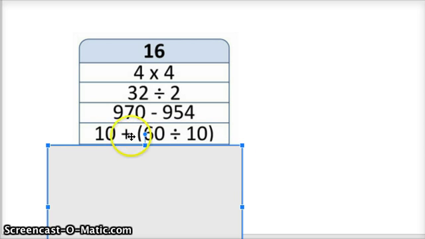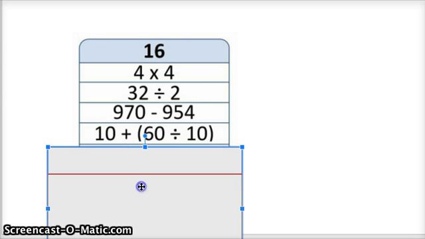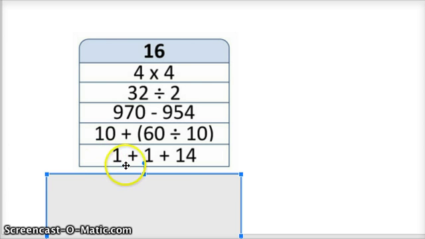In this problem, we have to think about the order of operations. So I know that I need to do whatever is in the parentheses first. So in this problem, I really have 60 divided by 10. Well, 60 divided by 10 is 6. So now my problem becomes 10 plus 6. 10 plus 6 is 16. And the bottom one we did was just three operations here, 1 plus 1 plus 14.